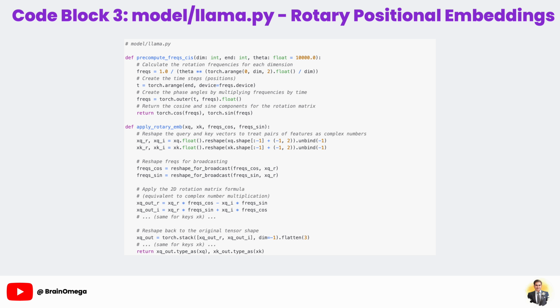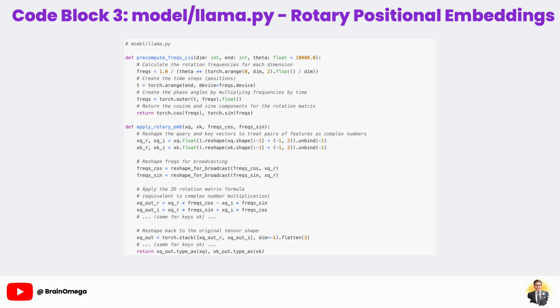Next, we come to one of the most important and clever innovations in modern transformers: how we handle positional information. The original transformer added a separate, learned positional embedding to the token embedding. Llama uses a more advanced technique called rotary positional embeddings, or RoPE. The core intuition behind RoPE is that instead of adding position information, we can rotate our query and key vectors in a way that encodes their absolute and relative positions.